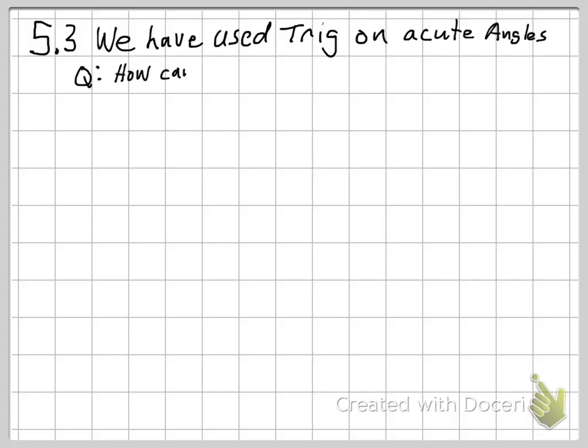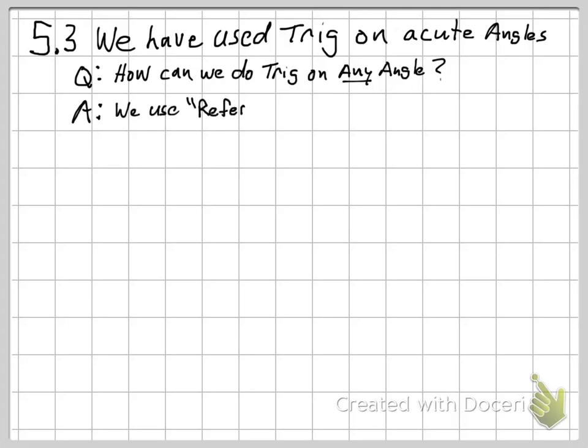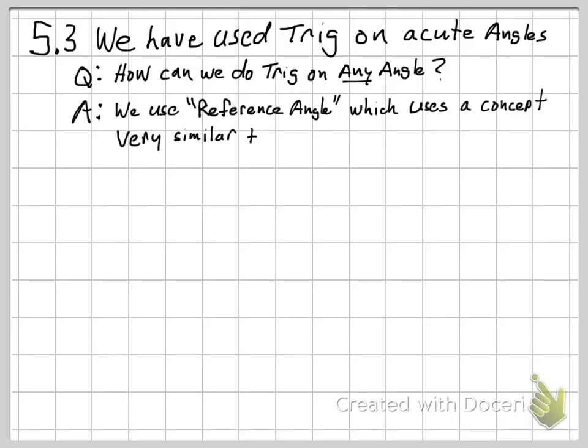We're going to explore this question. How can I do trigonometry on any angle? Why does it have to be just an acute angle in a right triangle? Can I perform trigonometry on any angle? And the answer to that is, yeah, we can. We're going to use something called a reference angle, which is kind of a cousin concept to something that we've already studied, a coterminal angle.